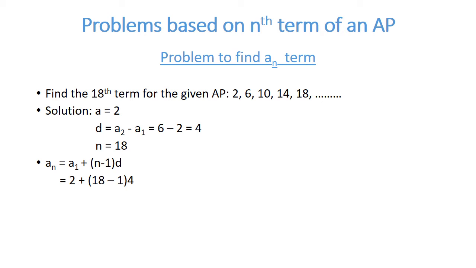After substituting the values, solve it stepwise in the correct order. First we have to solve the bracket. 18 minus 1 is 17. So what do we get now? 2 plus 17 into 4. Next we have to do the multiplication. 17 fours are 68. So 2 plus 68. Next addition, 70. So the 18th term of this given AP will be 70. This is our final answer.